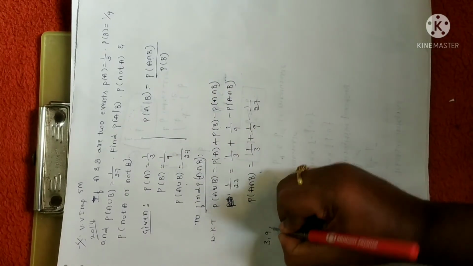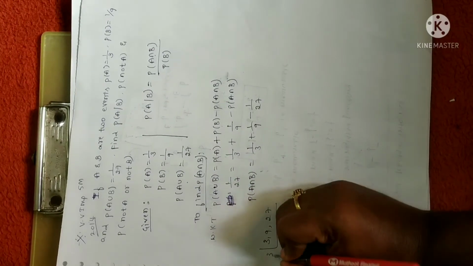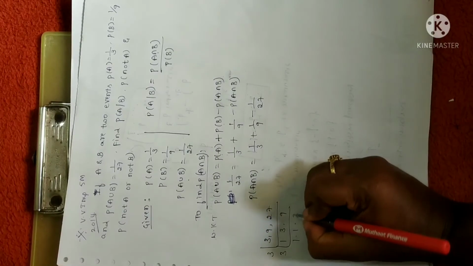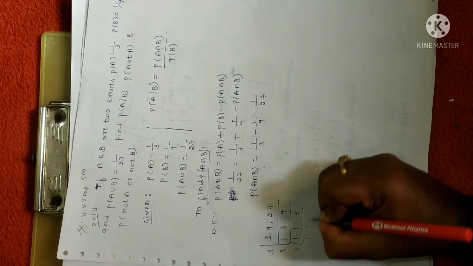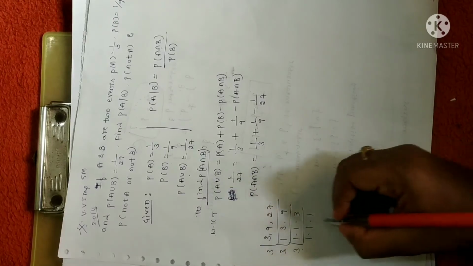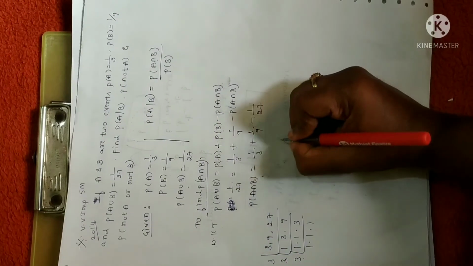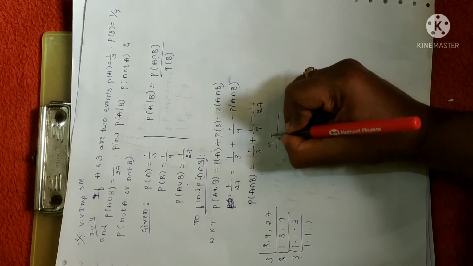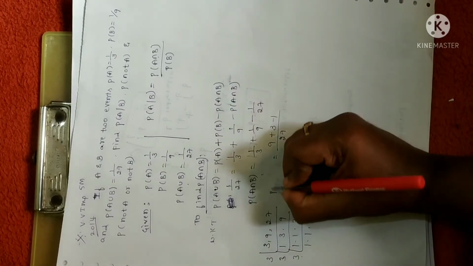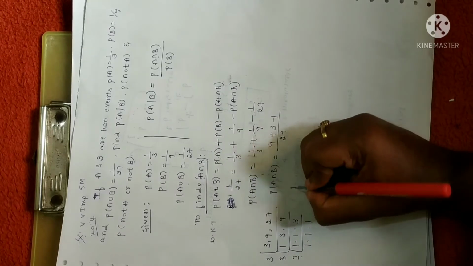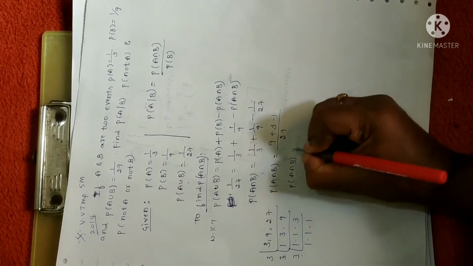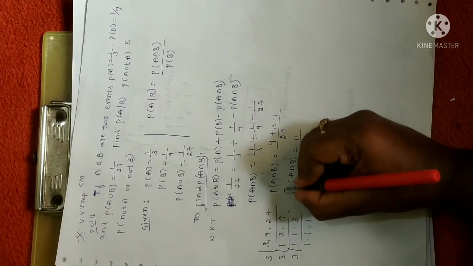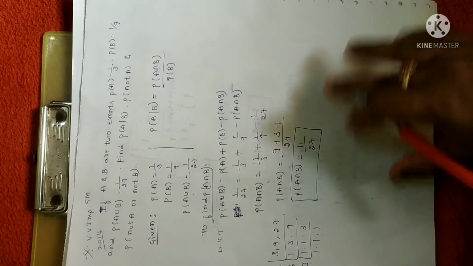Now take the LCM for 3, 9, 27. The LCM is: 3 1s are 3, 3 3s are 9, 3 9s are 27. So 27 is the LCM. So let me take 27 as the LCM. When you divide into 27, you will get 9 plus 3 minus 1. So the LCM I have taken. Therefore, probability of A intersection B is 9 plus 3 minus 1, which is 11, divided by 27. Therefore probability of A intersection B is 11 by 27.